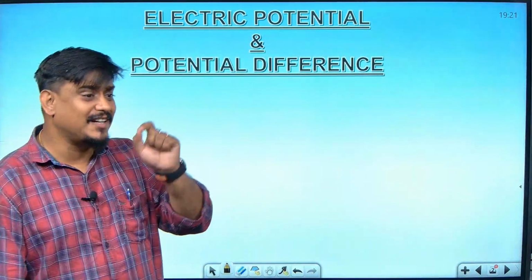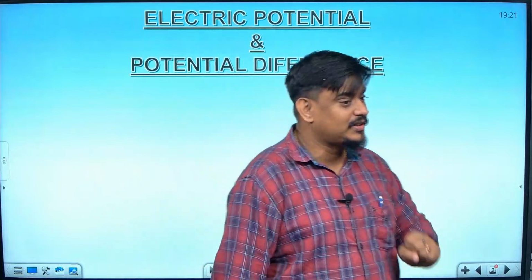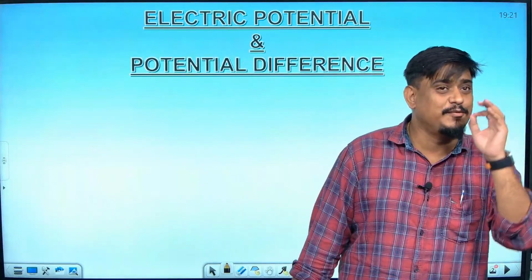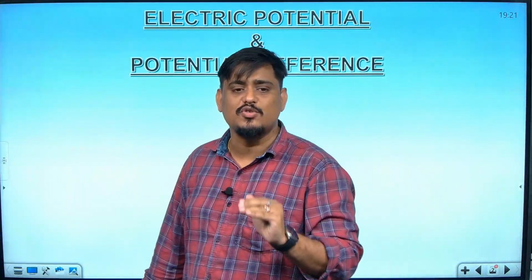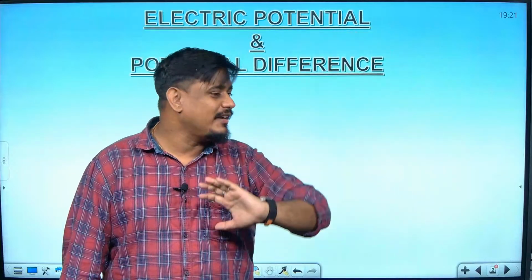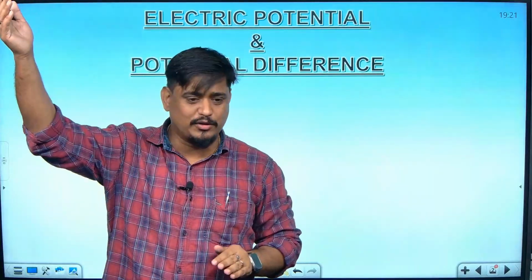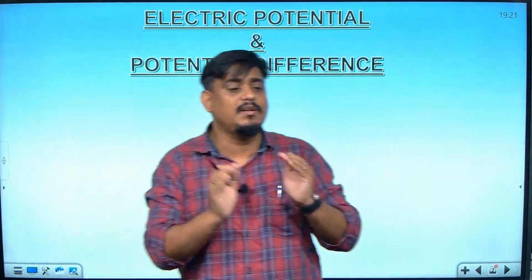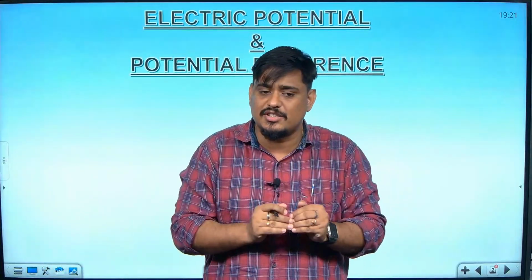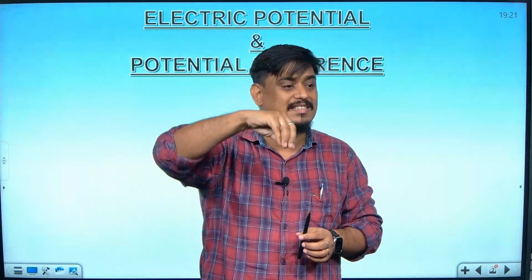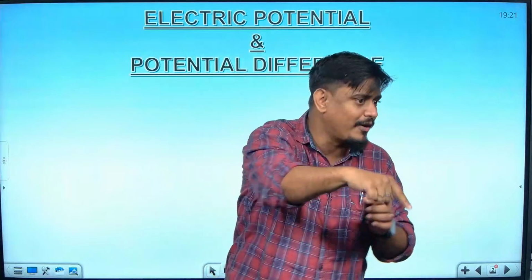It is the work done per unit charge, very important. If it is work done, it is not potential, it is potential energy. It is the work done per unit charge to move it from infinite to that point. When I say infinite, don't imagine something out of the universe. Infinite means very far, that's all. So, the work done per unit charge to move it from infinite to a given point is called the electric potential of that point.